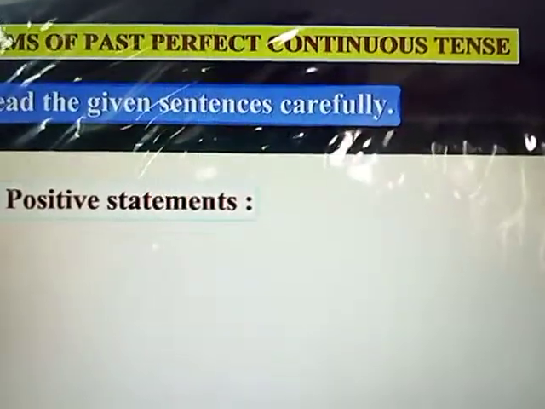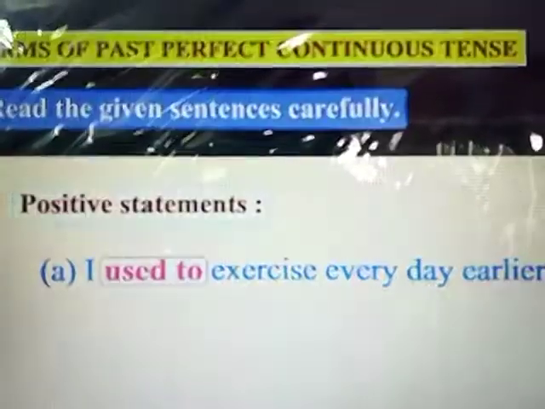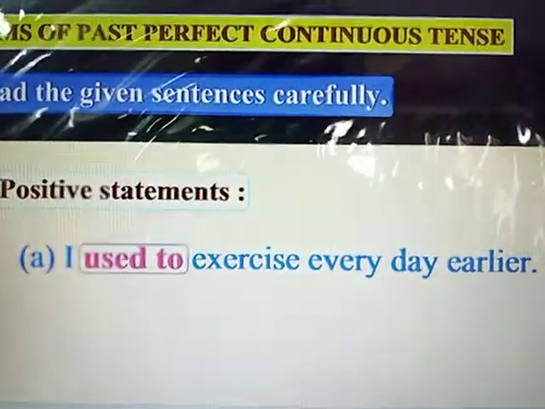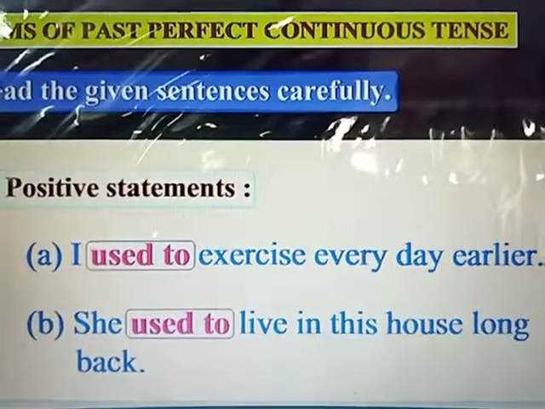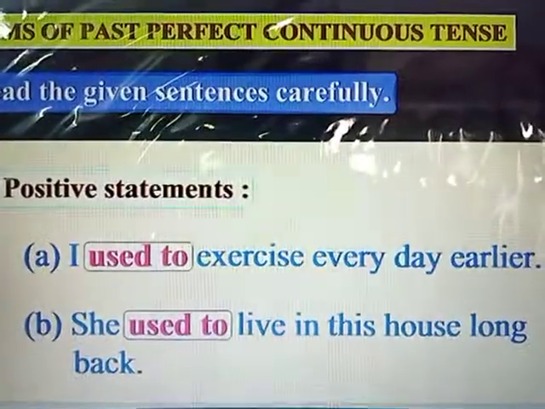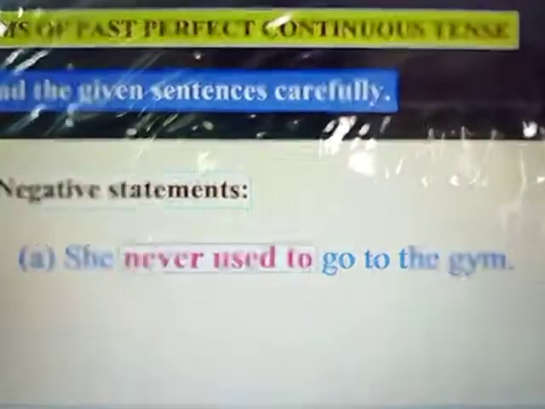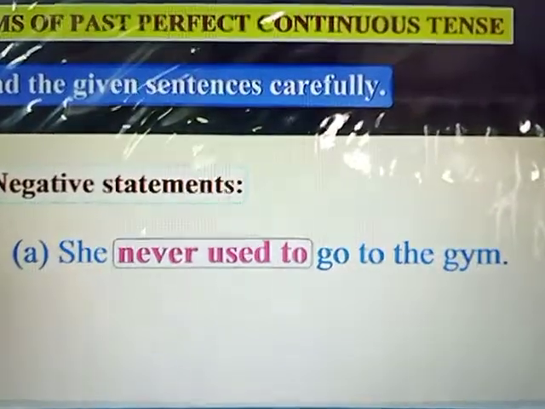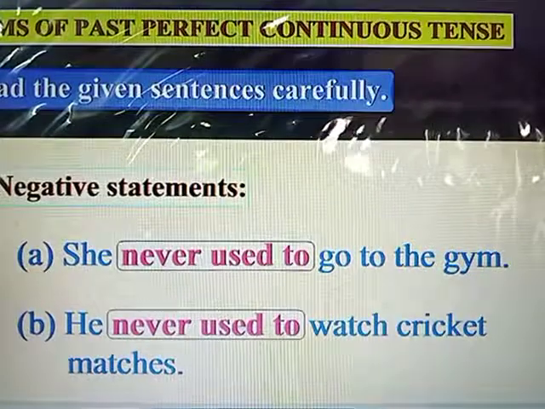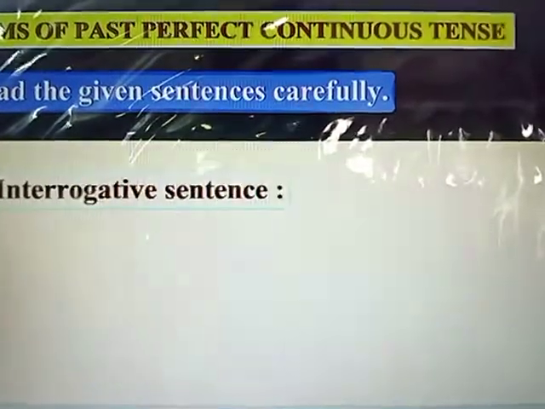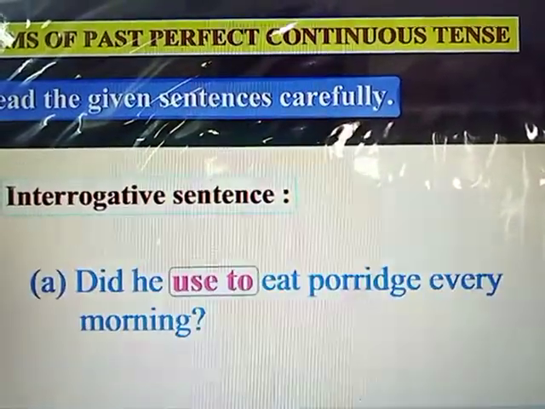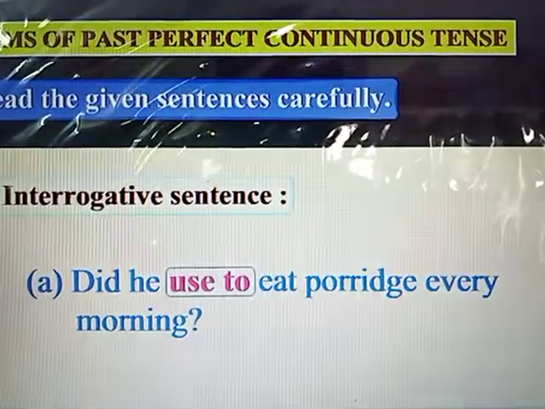Positive statements. I used to exercise every day earlier. She used to live in this house long back. Negative statements. She never used to go to the gym. He never used to watch cricket matches. Interrogative sentence. Did he use to eat porridge every morning?